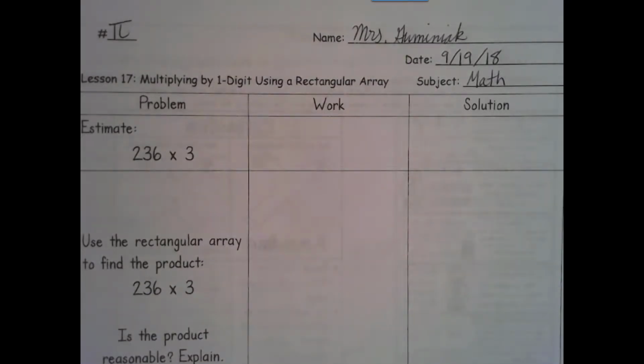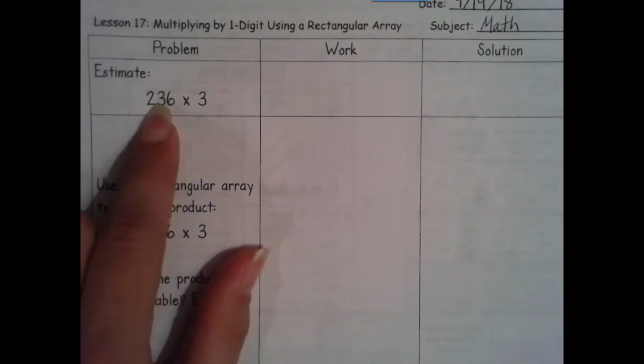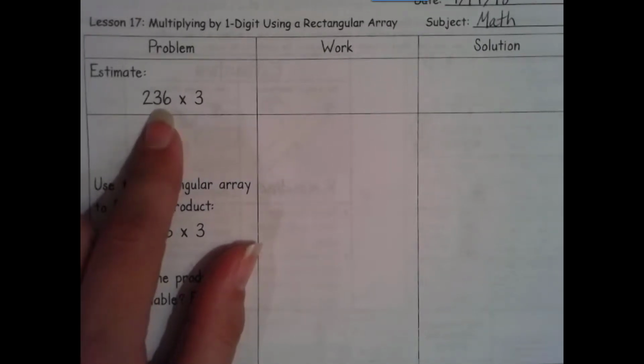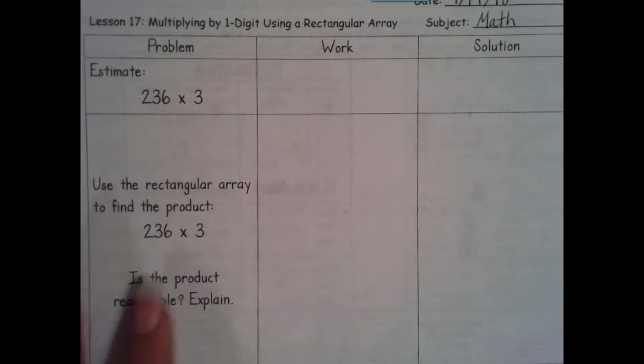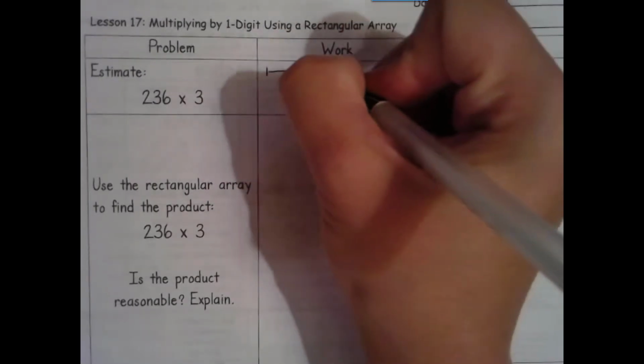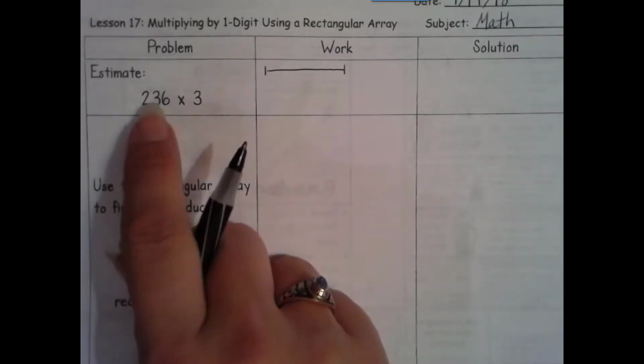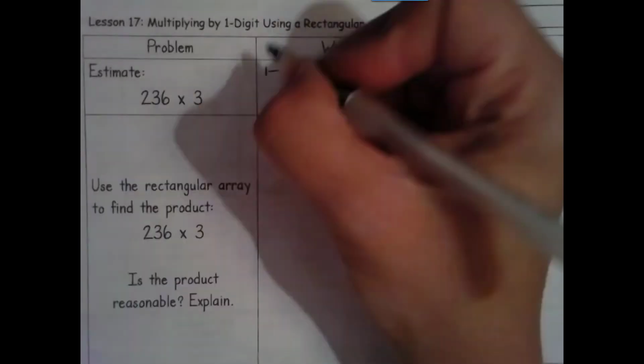All right, so here we're going to estimate. We have two ways of estimating. We either round our larger number or we change it to the closest compatible number. So on this first one, we're going to go ahead and use our rounding. Our larger number is 236. So that's the one we're going to round.